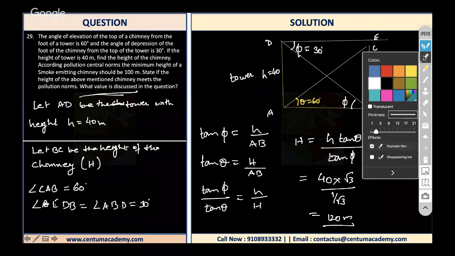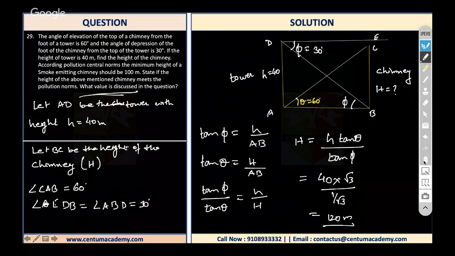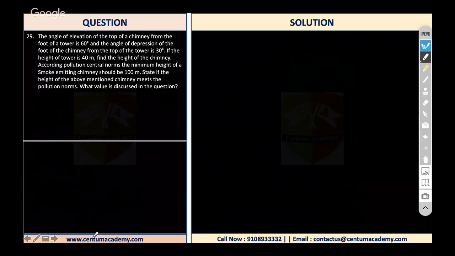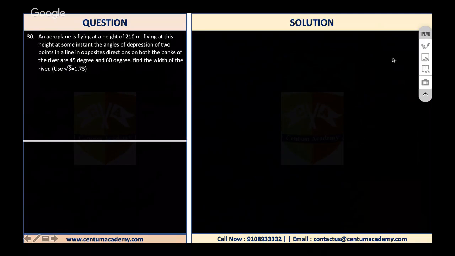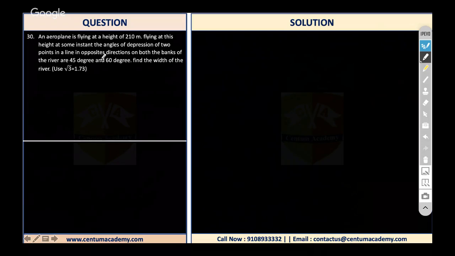Okay, great. Next. And this is the last question for the day, I think. The question says, an aeroplane is flying at a height of 210 meters. Flying at this height, at some instant, the angle of depression of 2 points in a line in opposite directions on both the banks of the river are 45 degrees and 60 degrees. Find the width of the river.